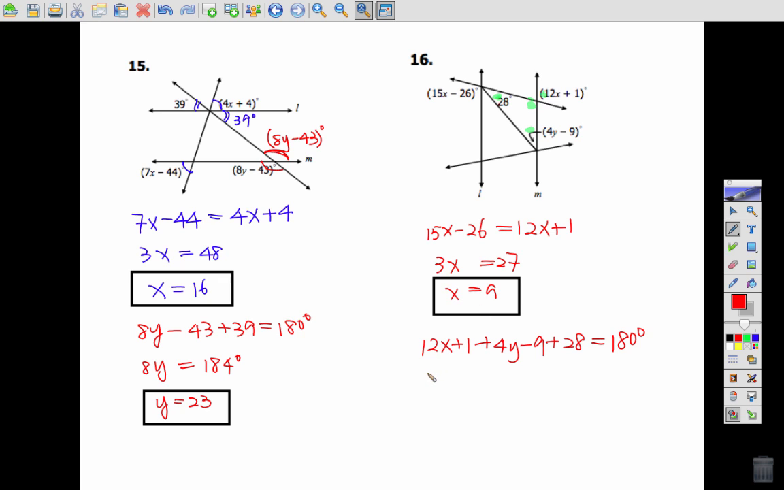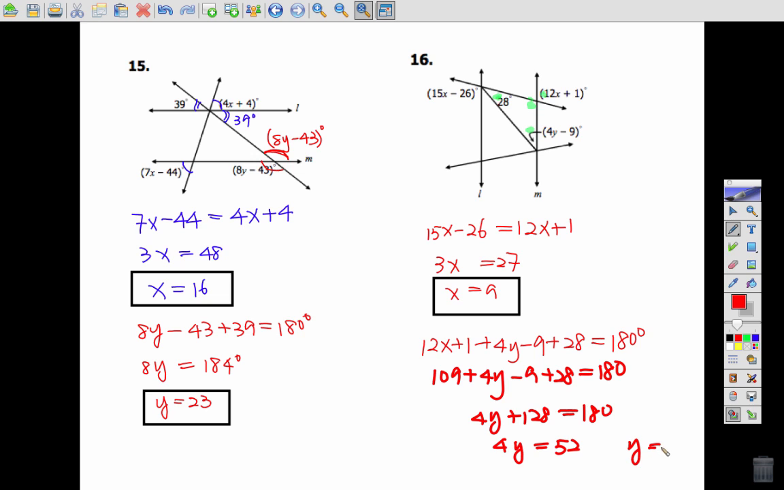Now my x is 9, so it's 12 times 9, which is 108. 108 plus 1, which is 109, plus 4y minus 9 plus 28 equals 180. If I do a quick calculation, that is 4y plus 128 equals 180. And then 4y equals 52. My final answer is y is 13.